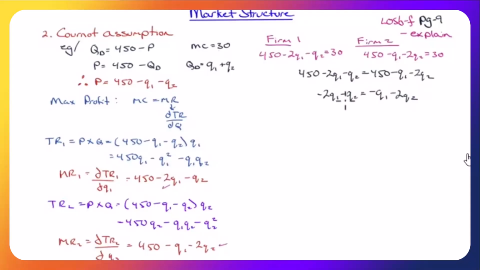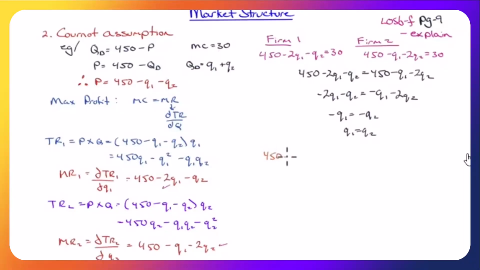We'll add Q1 to this side and add Q2 to this side, and we will end up with negative Q1 equals negative Q2, or Q1 equals Q2. It doesn't have to work out that way. It just so happened we said that both firms have a marginal cost of 30. If they both have the same cost structure, they're both going to make the same output decision. So it makes it a bit of a weak example here, but we'll take it. So let's finish up.